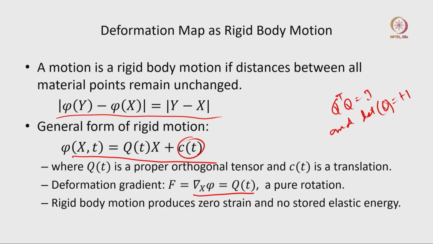You can't differentiate Ct with respect to x because Ct, the translation, is not a function of x. We are not applying an x-dependent translation, nor an x-dependent rotation. Rotation is just a function of time, and the whole body is being rotated. Similarly, the whole body is being translated. So the rigid body motion produces zero strain and no stored elastic energy.